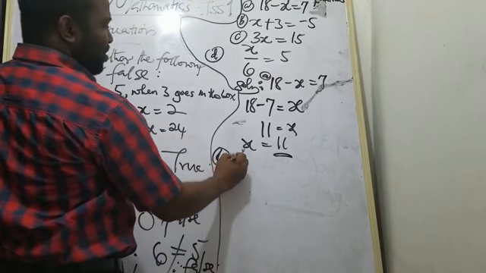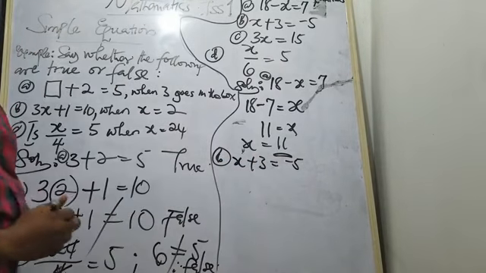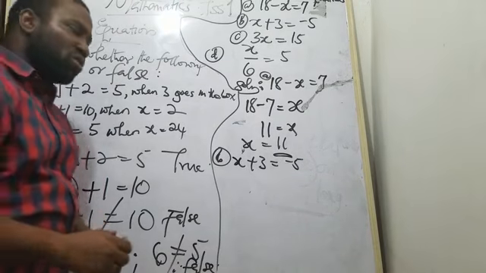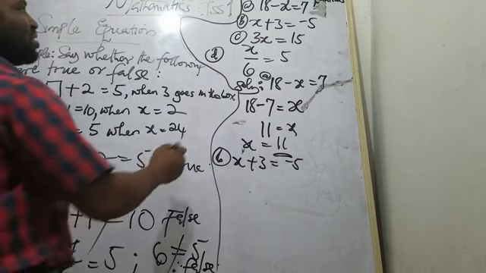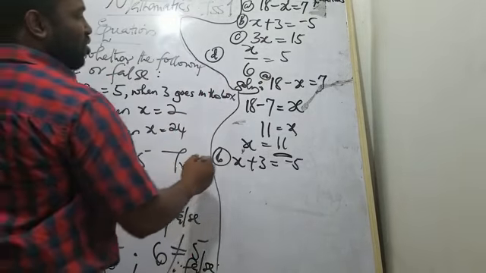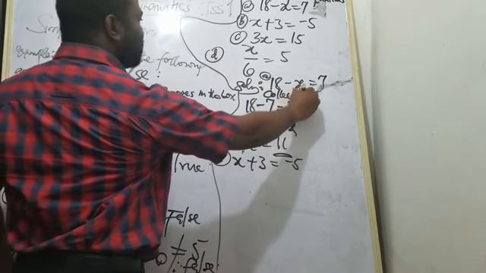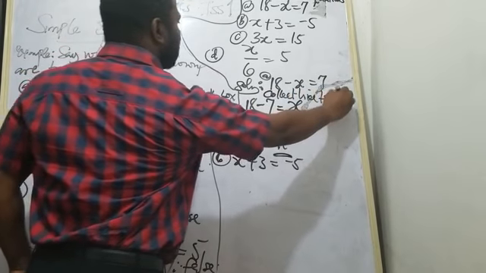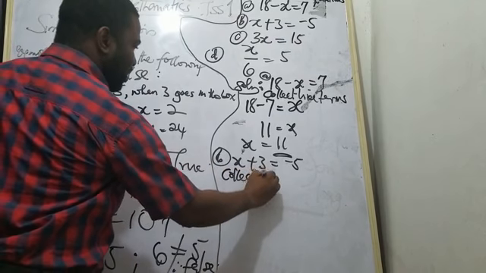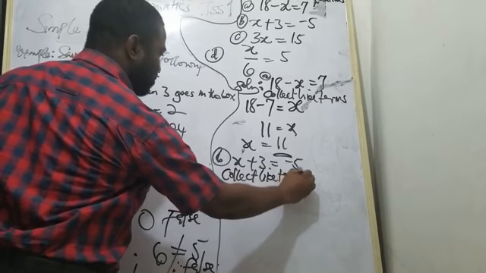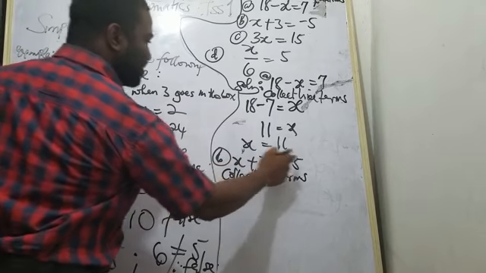Number B. If you have x plus 3 is equal to minus 5. x plus 3 is equal to what? Minus 5. Let's see how to do this. The first thing is what? Collect like terms. Don't forget, collect like terms. What we did here is to collect like terms. Here the same thing, collect like terms. This is x, this is non-x. Bring this and this together.